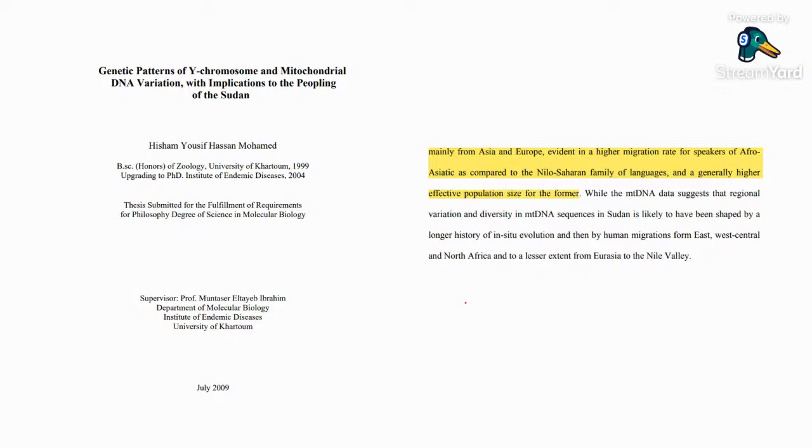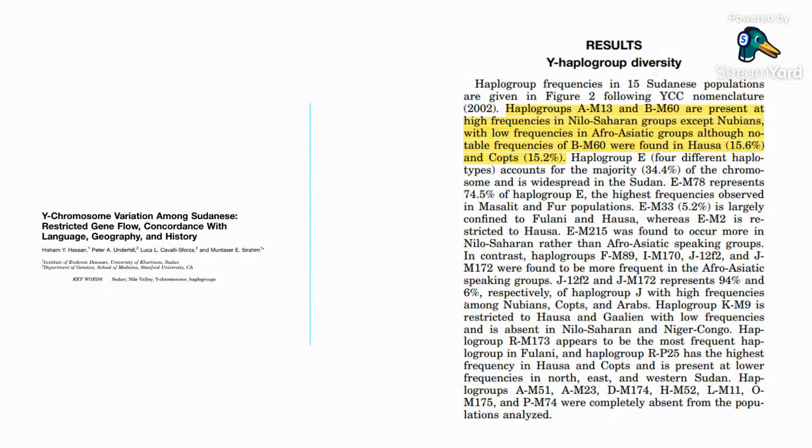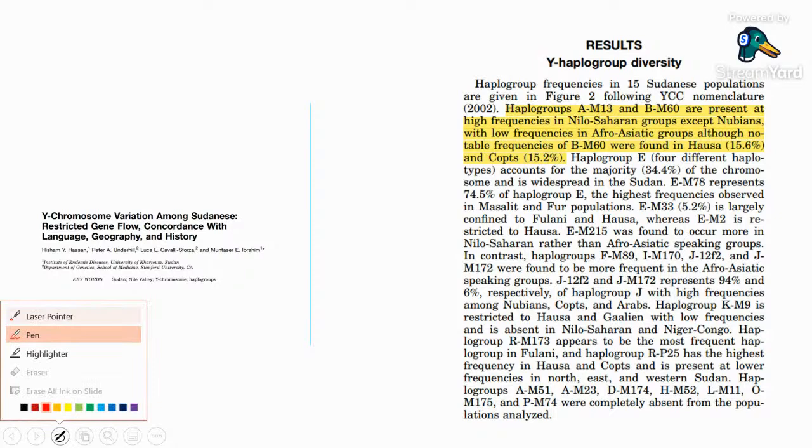Right. Yes, Ethiopians do have E1B1A. That's true. A minor percentage of Ethiopians do have E1B1A. But again, that would have come in later. It would not have been there at the start.